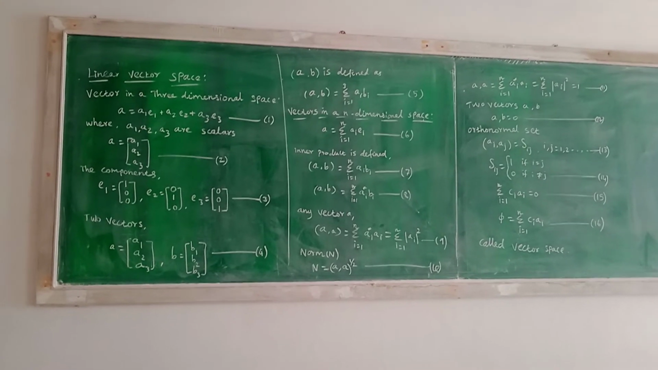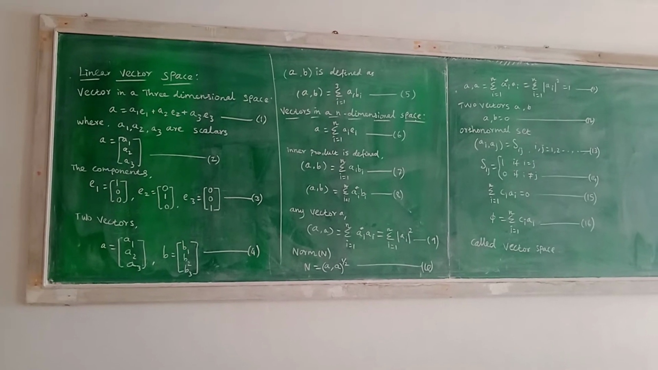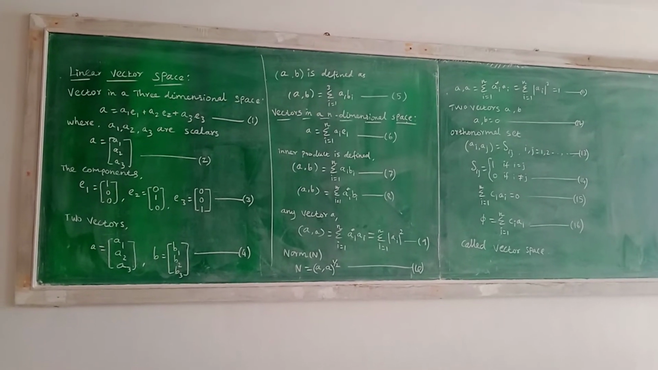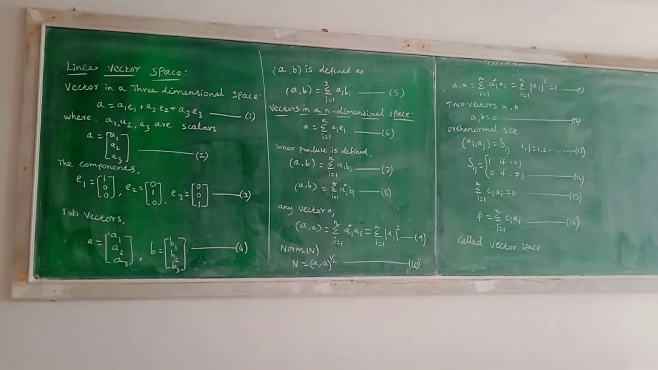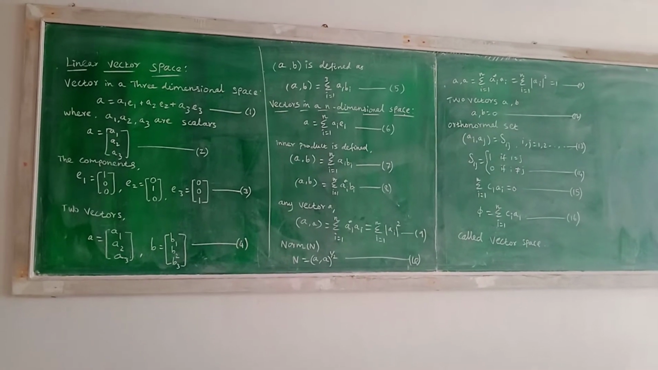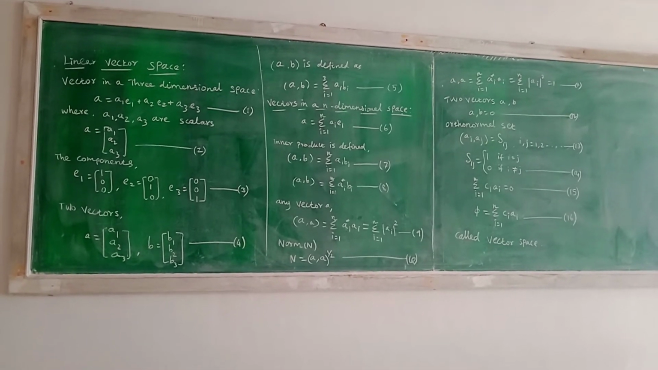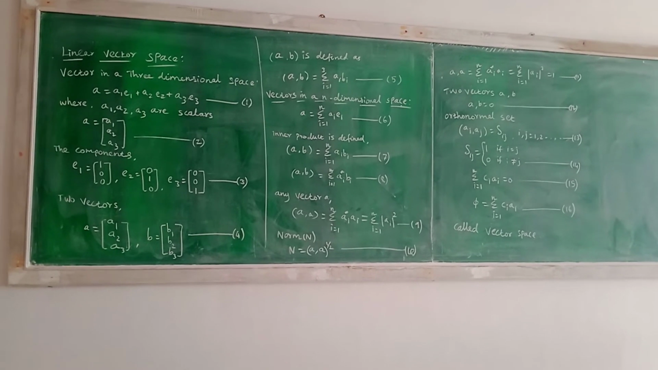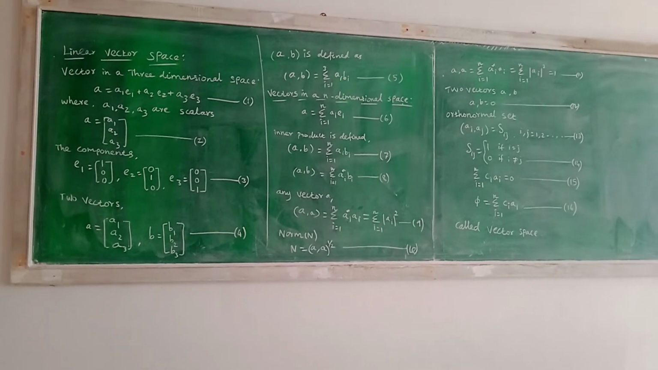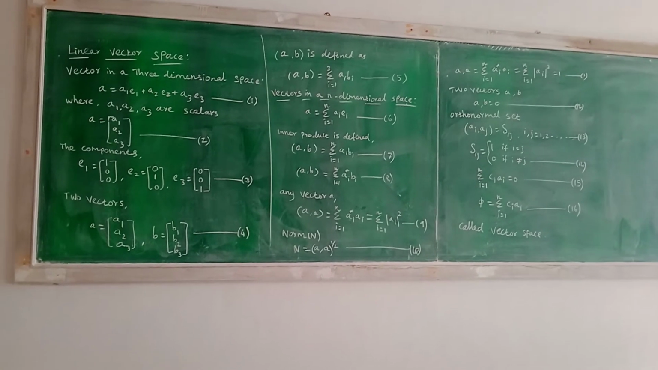Using the concept of inner product, the vectors a1, a2 form an orthonormal set if (ai, aj) equal to delta ij, i, j equal to 1, 2, where delta ij is the Kronecker delta defined by delta ij equal to 1 if i equal to j, and 0 if i not equal to j.